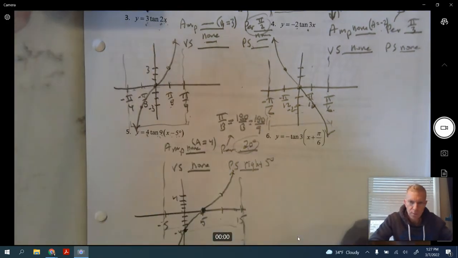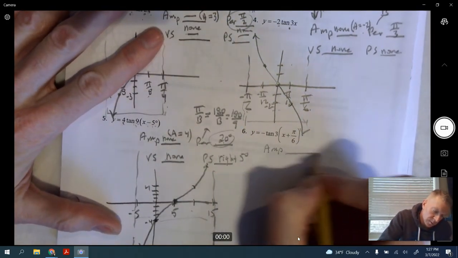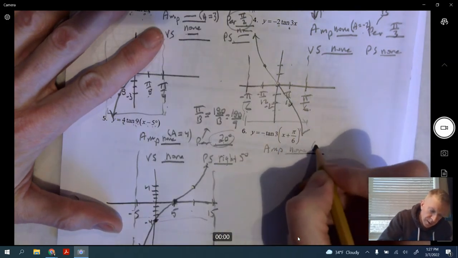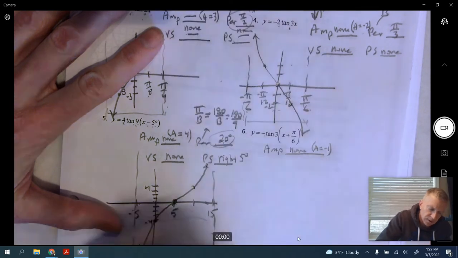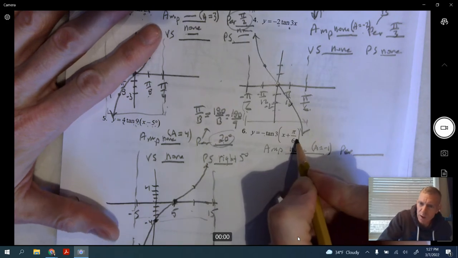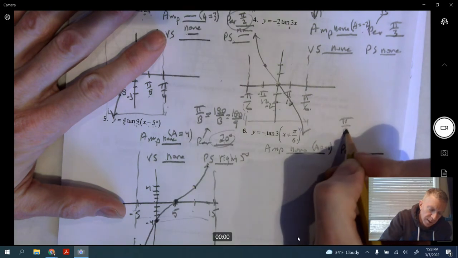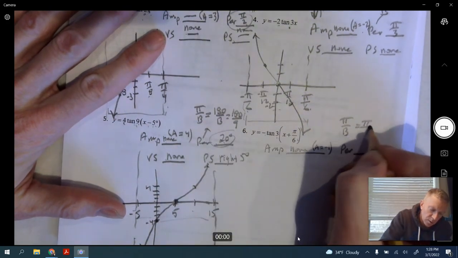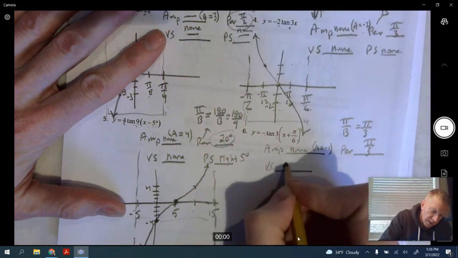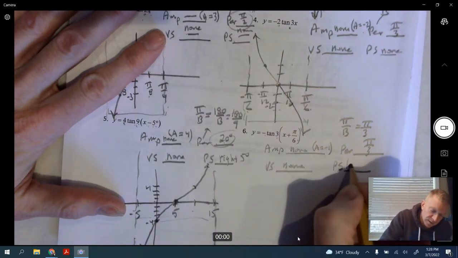Okay, and we'll do one more. Amplitude, none, but your a value is negative 1, which means it's going to be upside down, reflected over the wave axis. The period, this one's in radians. That pi over 6 is our clue, it's in radians. So period's going to be pi over b. Our b value is 3, so pi over 3 is the period. And then vertical shift, we've got none. Phase shift, we've got left pi over 6.